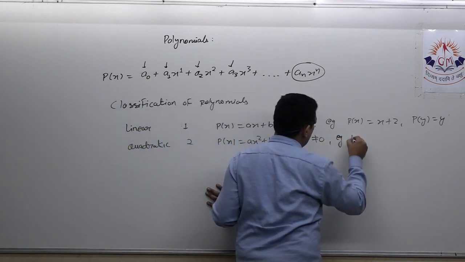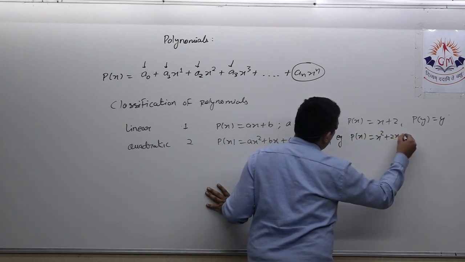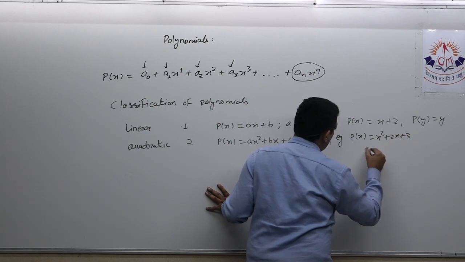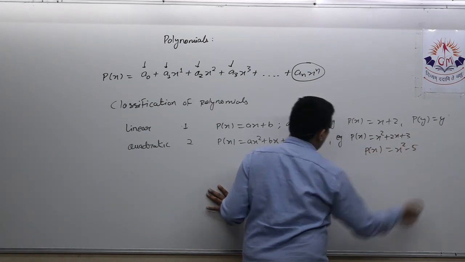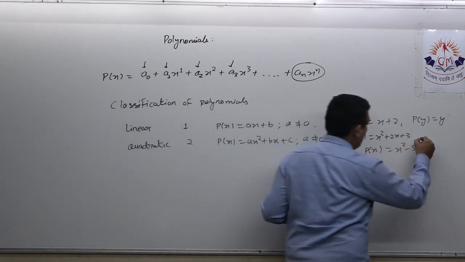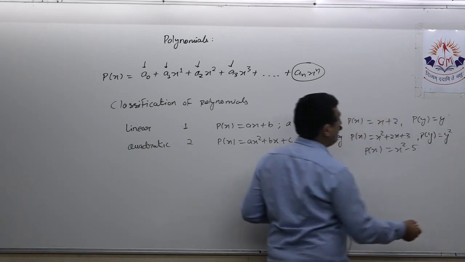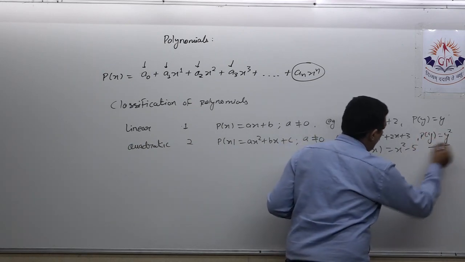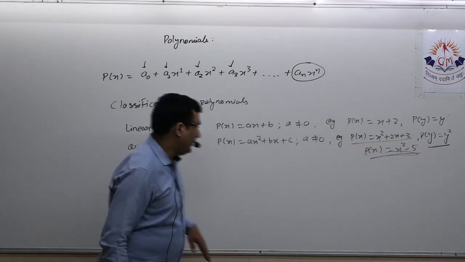Now example, I can write p(x) is equal to x square plus 2x plus 3, or p(x) is equal to x square minus 5. These are examples of quadratic polynomials. Even I can write p(y) is equal to y square, this is also a quadratic polynomial. This is a quadratic monomial, this is a quadratic binomial, this is a quadratic trinomial.